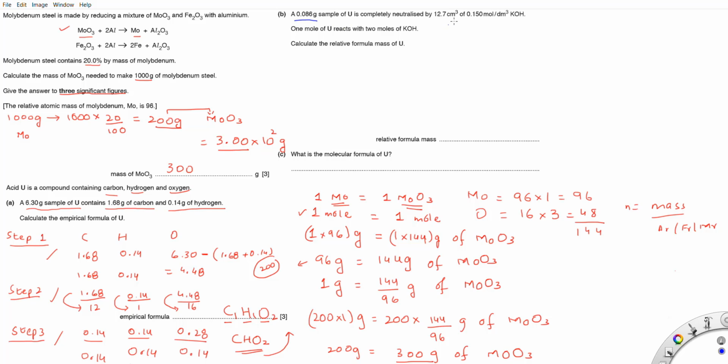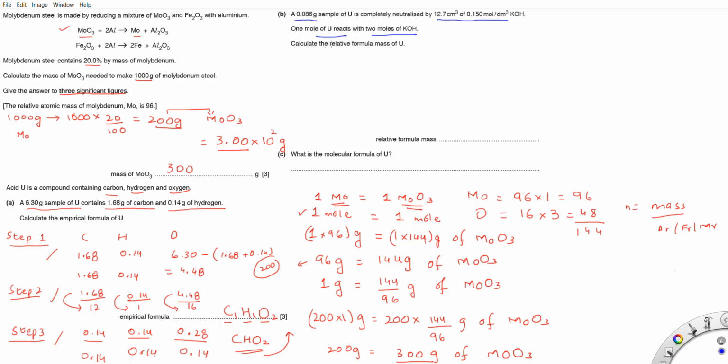by 12.7 cubic centimeters of 0.150 moles per cubic decimeter potassium hydroxide. Okay, they're talking about a neutralization reaction. 1 mole of U reacts with 2 moles of potassium hydroxide. Then this knowledge is given that for every 2 moles of potassium hydroxide, I'm having 1 mole of U. Calculate the relative formula mass of U.